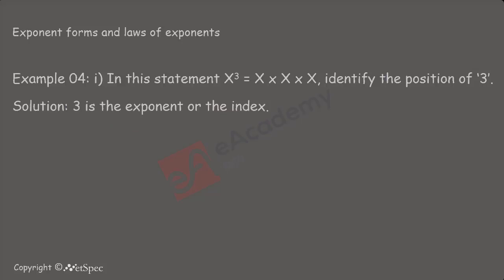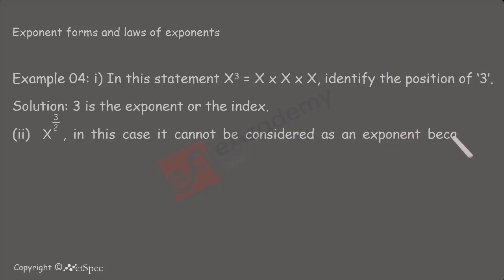Now I'm asking one question. X power 3 by 2, what does it mean? According to the definition of exponent, can we call 3 by 2 an exponent? If you call it an exponent, then according to the definition, can we say x is multiplied by itself 3 by 2 times, which is meaningless?